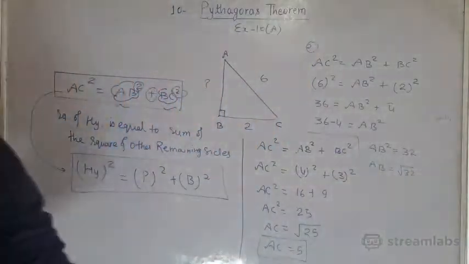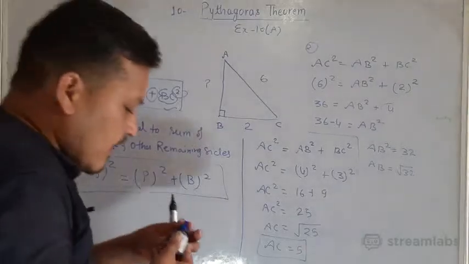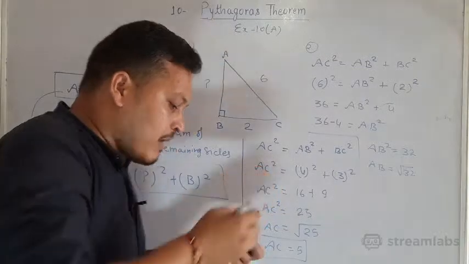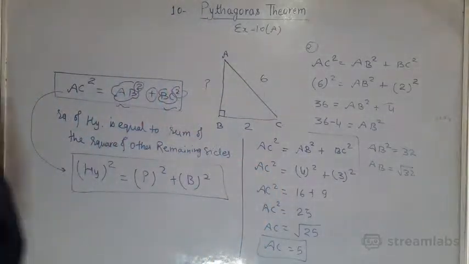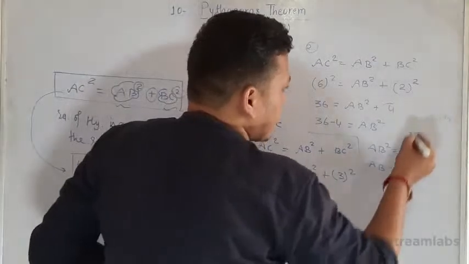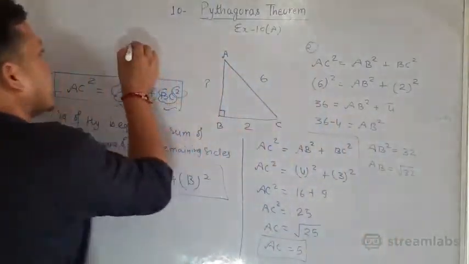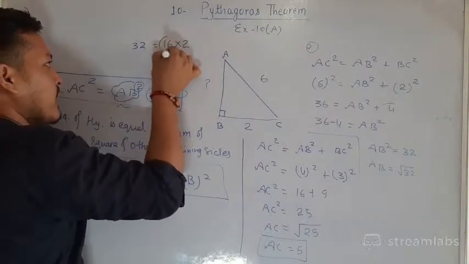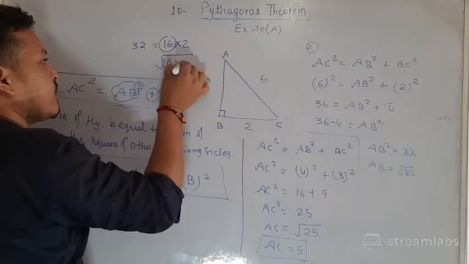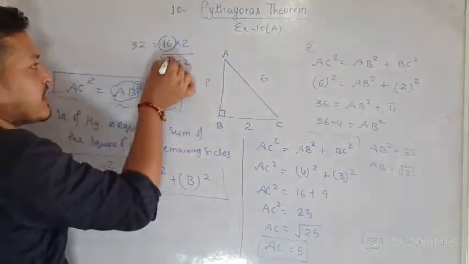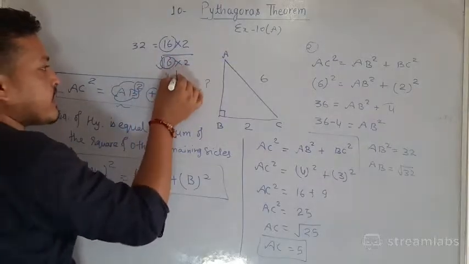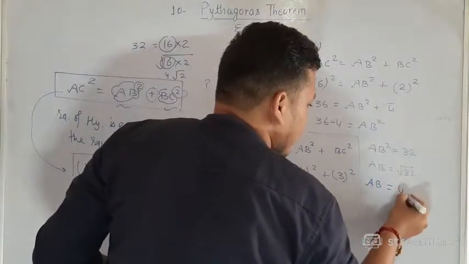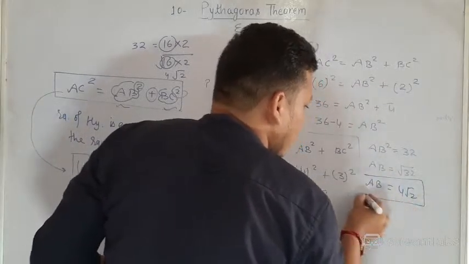If you know the root of 32, you can write your answer. Otherwise you can do the simplification of root 32. So root 32 becomes root of 16 into 2. Now we need the square root. What is the square root of 16? 4. Now what is remaining in the square root? Root 2. So AB is equal to 4 root 2 is the answer of this side.